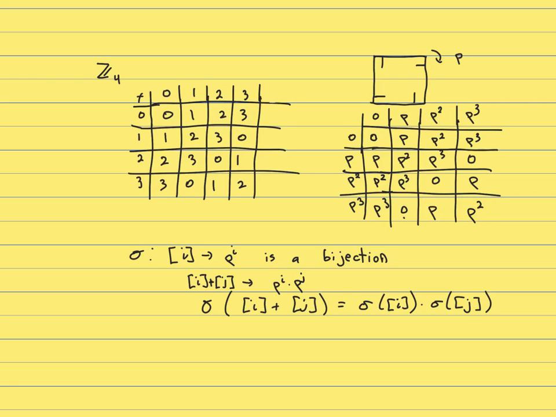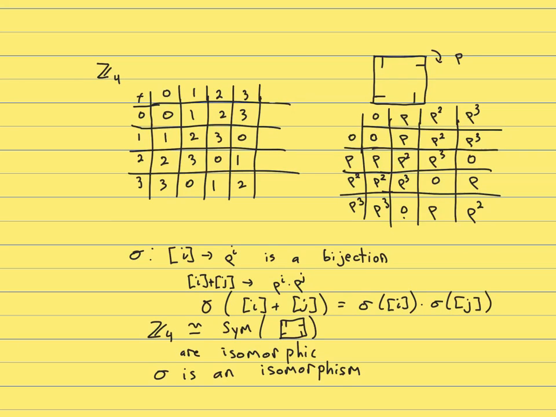In particular, any problem you want to study involving this multiplication table, you could equivalently study using this multiplication table. This is the notion of isomorphism in group theory: it doesn't matter how you choose to label your groups. If there's a bijection that preserves the group structure, either approach works. So these two groups are called isomorphic, and sigma is what is called an isomorphism. It's a structure-preserving bijection between the two sets.